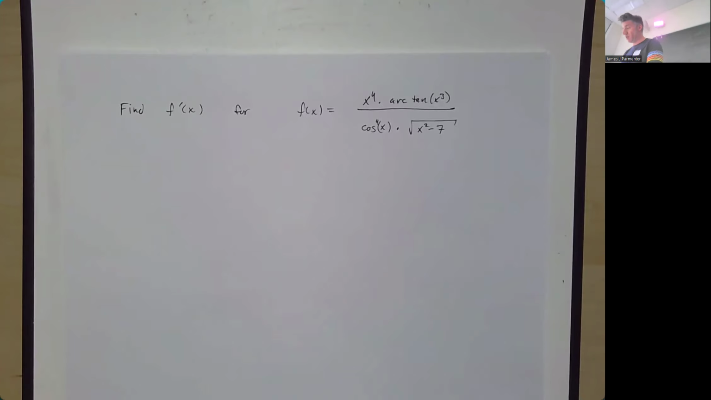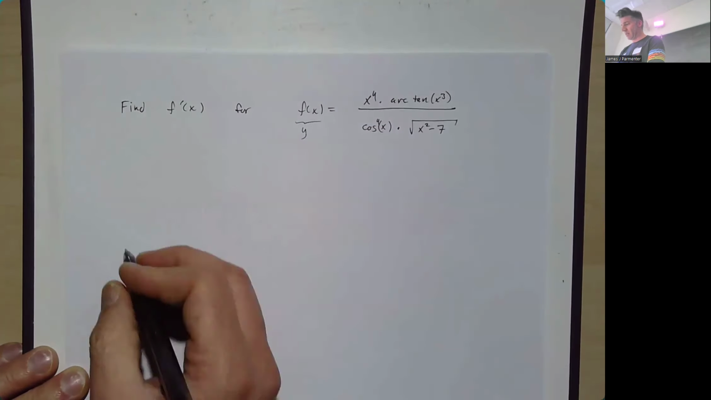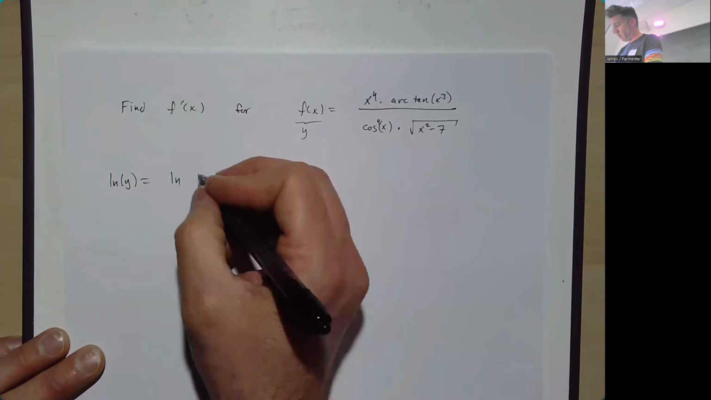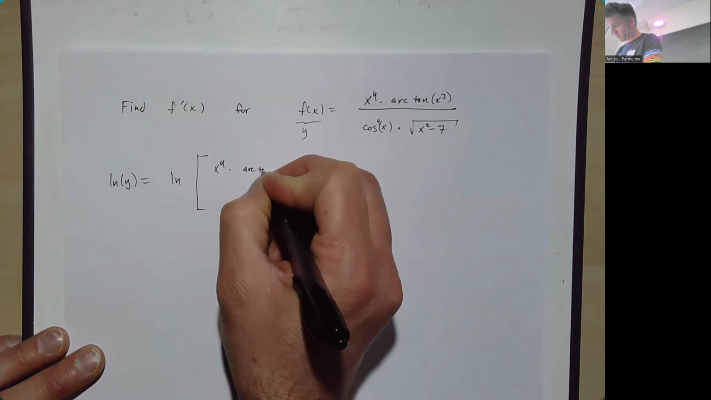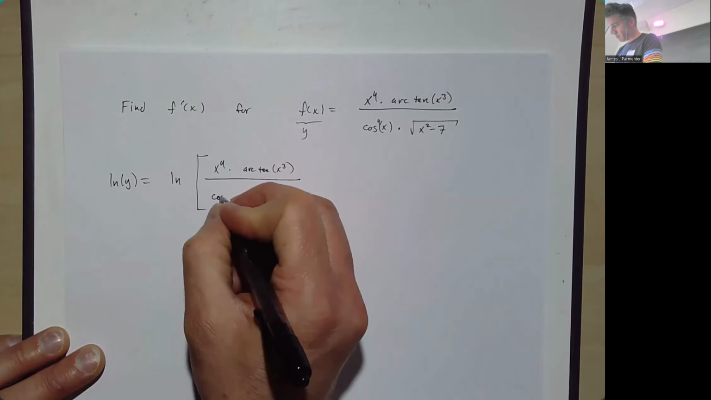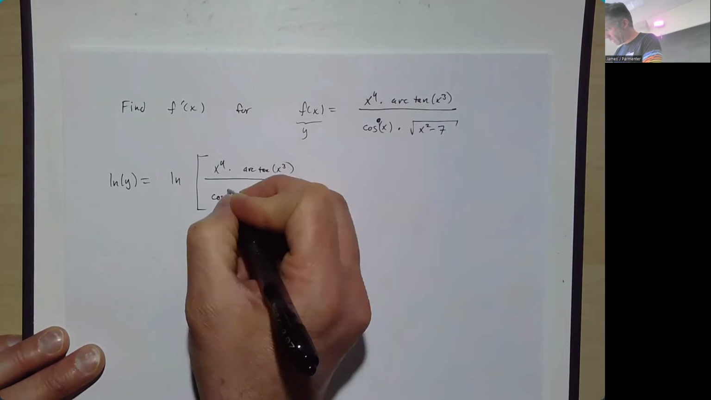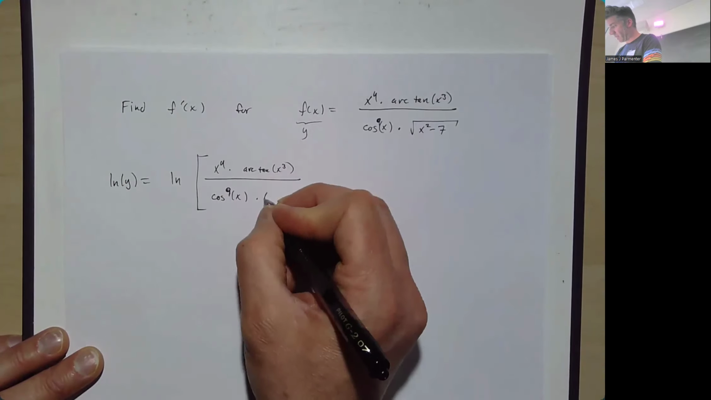So here's what we would do. I would write this as a y instead of an f of x. And I would say that the natural log of y equals the natural log of all of that garbage. Let's change that 4th power to a 9th power, just to have a different power. And then I would write the square root as x squared minus 7 to the 1/2.